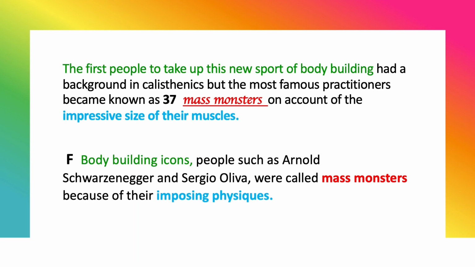Let's look at question 37. It's about the first people who took up bodybuilding. As you know, the questions come in order. Just go through the rest of the section to see if the phrase is there. Yes, bodybuilding icons is there. Then scan the area to find the answer. For impressive size of their muscles, you find a synonym, imposing physiques, in the paragraph. Then the phrase called as mass monsters is there. So the answer goes with known as mass monsters.